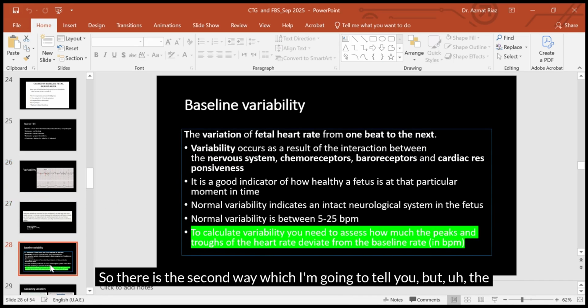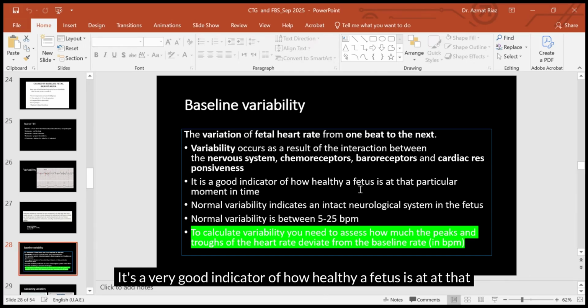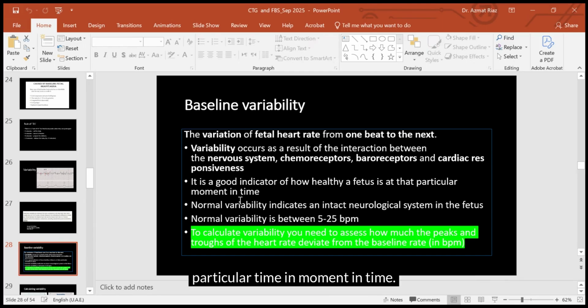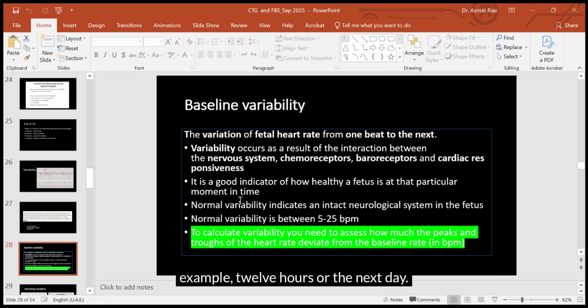There is a second way which I'm going to tell you, but the variation of fetal heart rate from beat to beat, like from one beat to the next, occurs as a result of interaction mainly between the sympathetic and the parasympathetic. I'll show you how in the next slide. It's a very good indicator of how healthy a fetus is at that particular moment in time. So CTG mainly tells us how the baby is doing at that time. It does not guarantee that the baby will be okay over the next, say, 12 hours or the next day.